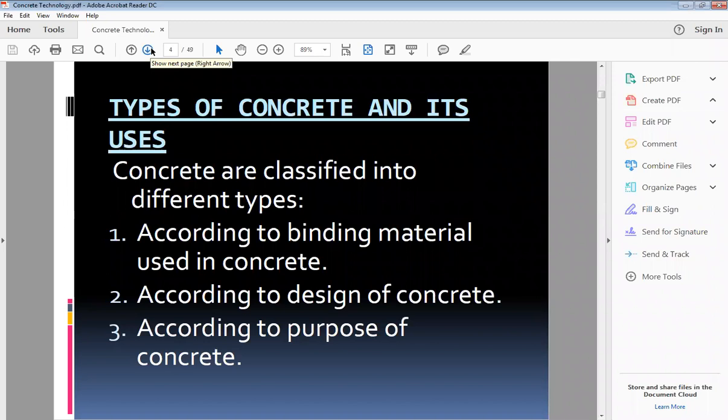So next is types of concrete and its uses. There are different types of concrete according to its use. First, according to the binding material used in concrete. Secondly, according to the design of concrete, and the third one is according to the purpose of concrete.